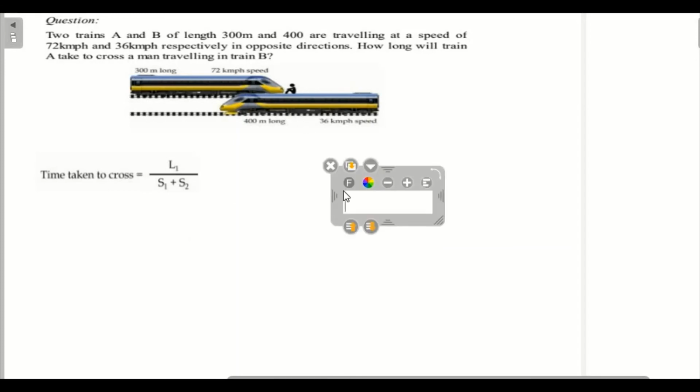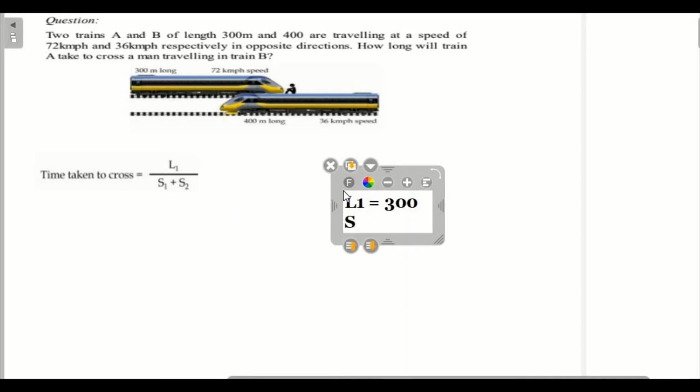So length of first train equal to 300. Okay. So we have to find how much time a person traveling in train B takes to cross train A. So a person has to travel in the B. How much time will he take to cross train A? So we don't want to calculate for B because they are given the person only in the train B has to cross. So we don't want to calculate for train B. So L1 equal to 300.